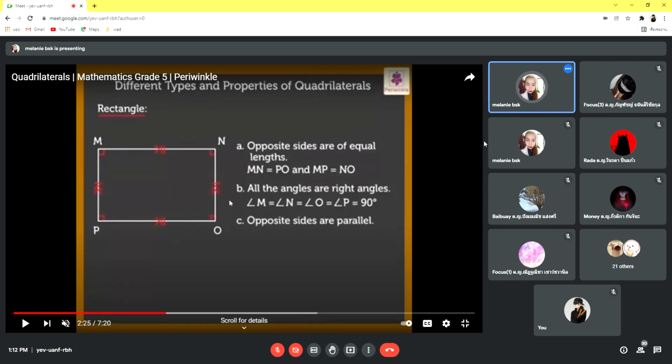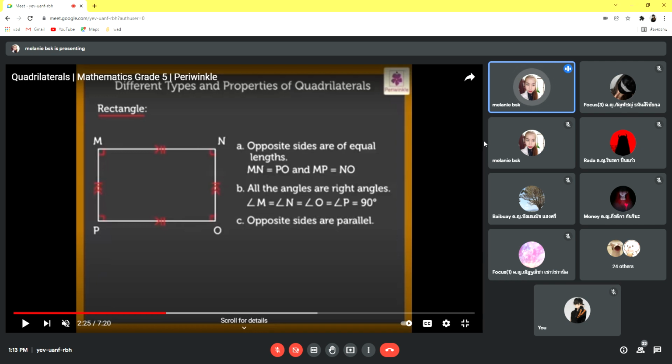Next, all the angles are right angles. We have 1, 2, 3, 4. All four angles are right angles. Next, the opposite sides are parallel. These two are equiangular quadrilaterals, only the square and the rectangle, children. They have four sides, all the angles are 90 degrees, the opposite sides are of equal lengths, and the opposite sides are parallel.